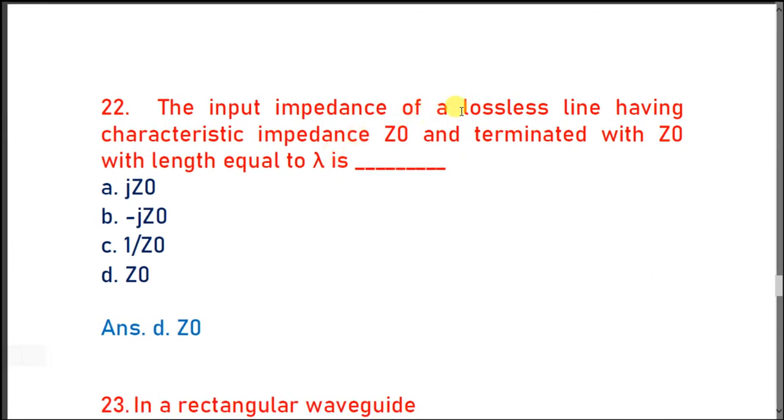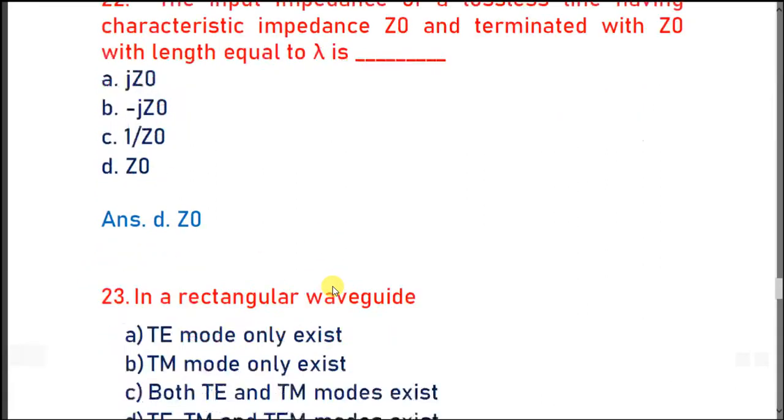The input impedance of a lossless line having characteristic impedance ZO and terminated with ZO, with length equal to lambda, is dash. If you use the equation Zin is equal to ZO times (ZL plus jZO tan beta L) divided by (ZO plus jZL tan beta L), and put ZL equal to ZO and L equal to lambda, you will get the answer ZO. Okay, D. So the answer is very simple.